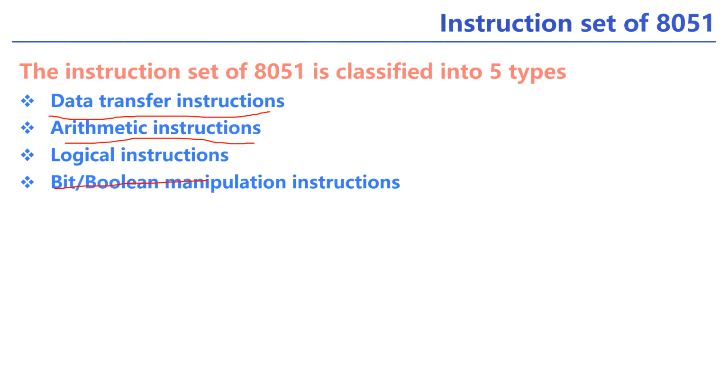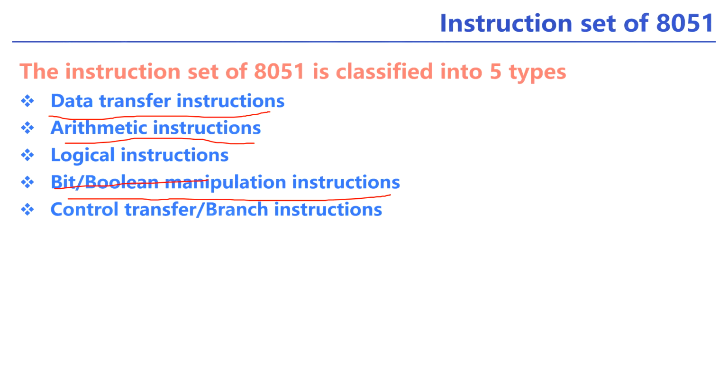Next one, bit or Boolean manipulation instructions. Remember, we will see one by one how to implement these instructions. Next thing, control transfer or branch instructions. These are the 5 types of instructions, the classification of the instructions.